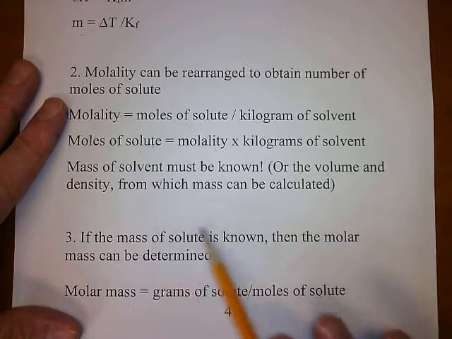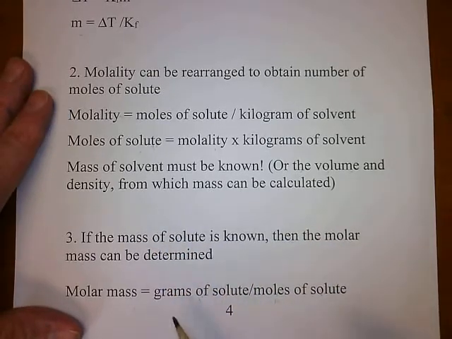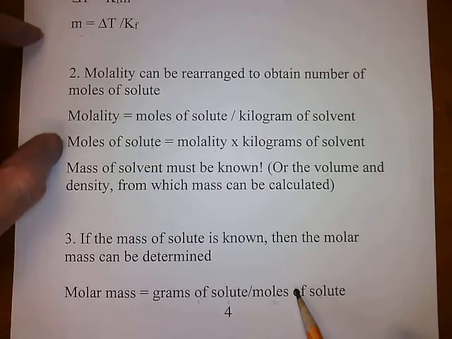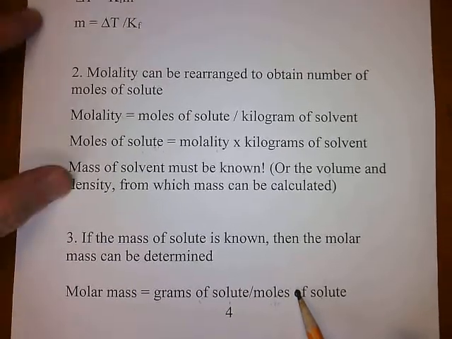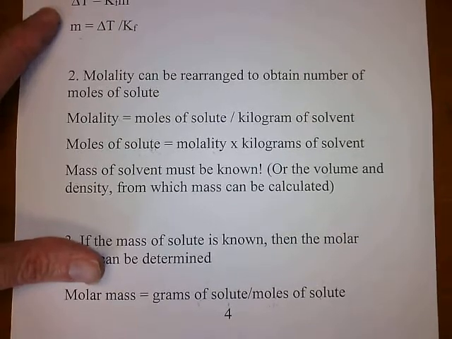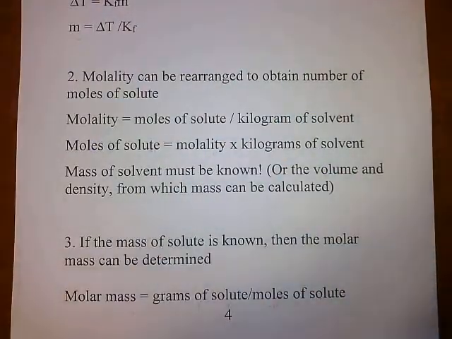Molar mass is grams of solute over moles of solute, grams per mole. So basically, we'll know the grams of the solute because we're going to measure how much solute we put in there. And the moles of solute we're going to get from the freezing point depression data. So we'll know the mass of the solute, we'll know the moles of the solute, and we'll be able to calculate the molar mass of the solute from the freezing point depression data.